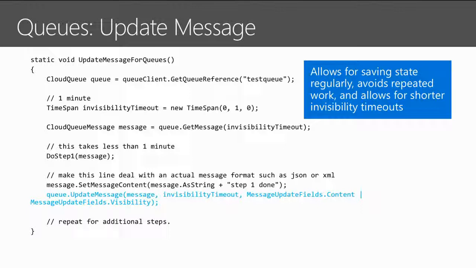Queues works on a two-phase delete model. A worker will retrieve the message. That makes the message invisible for some time. And then when it's done, it'll call back and delete. If that timeout expires, the queue message will become visible again because we're assuming that the worker has failed. It's died. It's not there anymore. And so somebody else needs to pick up the work and keep going through it.